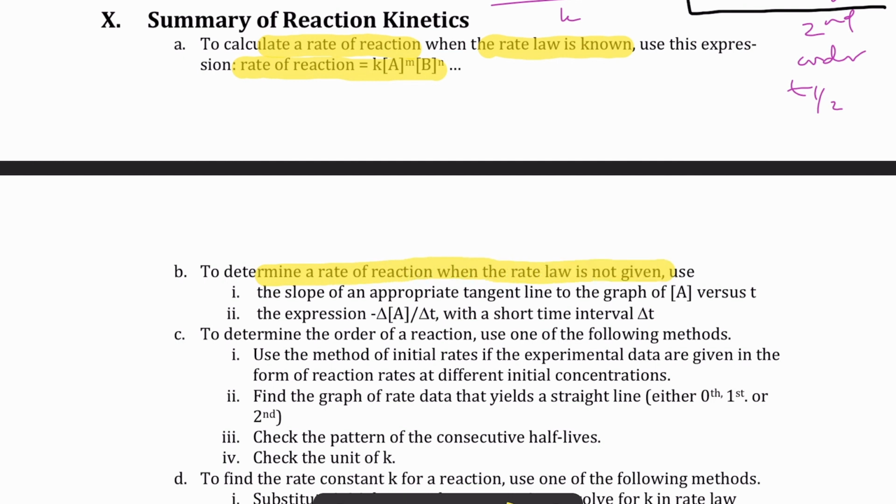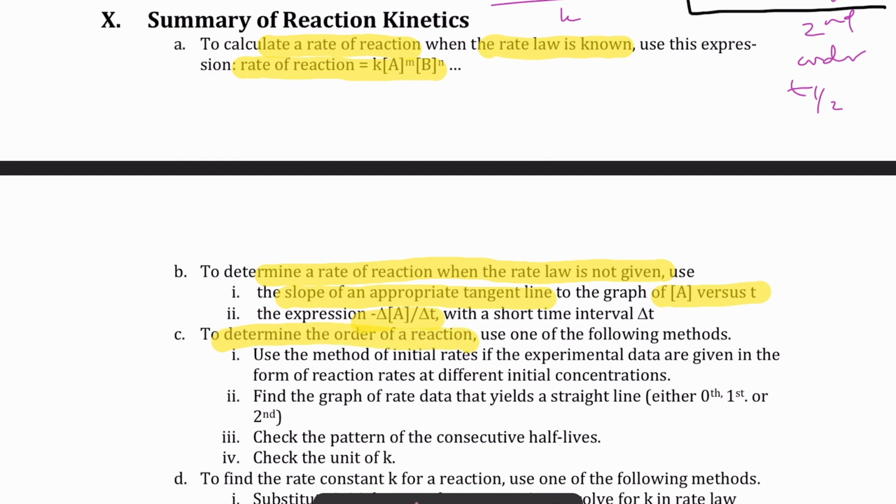Well, there's two methods that we talked about very early on. First, we can draw a tangent line to a concentration versus time curve, and then the slope of that tangent line would be our rate. Alternatively, we can use this expression, negative delta concentration of reactant over delta t, and calculate the rate. Now, what about order of a reaction?